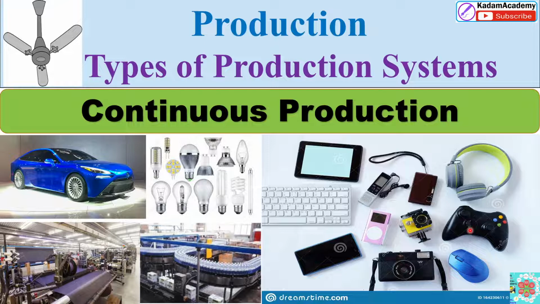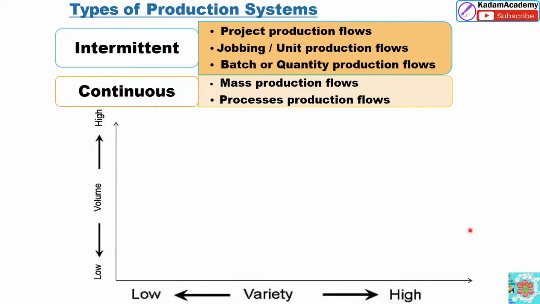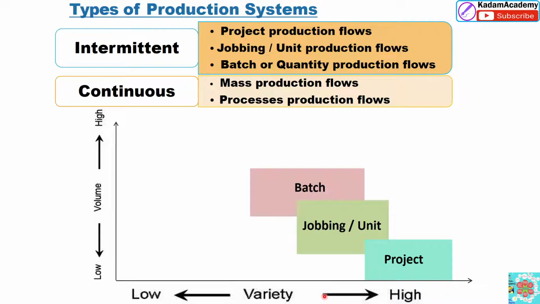Now we can go to the concept of the continuous production system and its various types. Here we have already studied the types of production system: intermittent or continuous. Under intermittent, there are project, job and batch. In continuous, we are studying mass production and process production flow or systems. Here you can see the graph for the volume versus variety of the product. You can see project, job, batch, again mass, again the process.